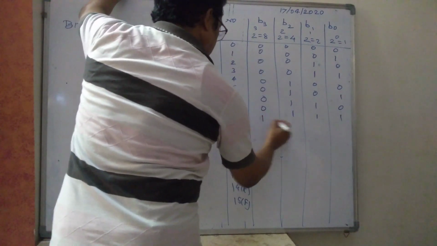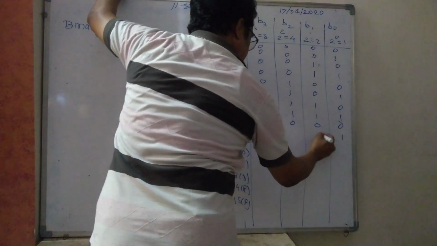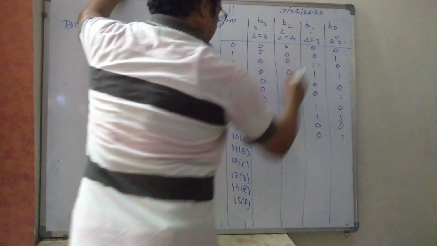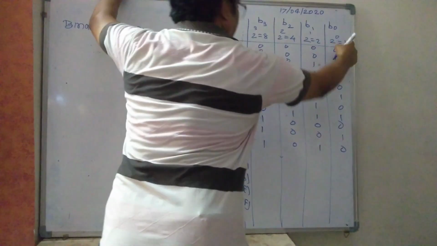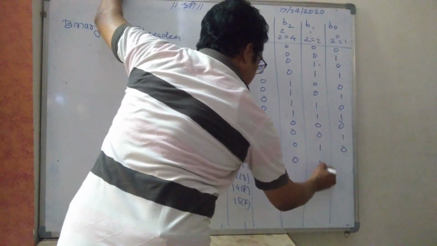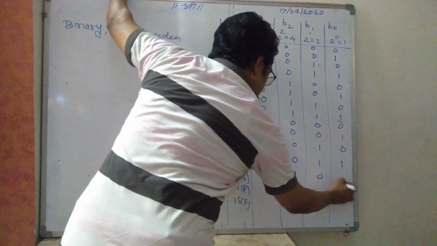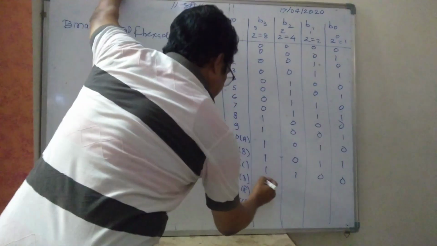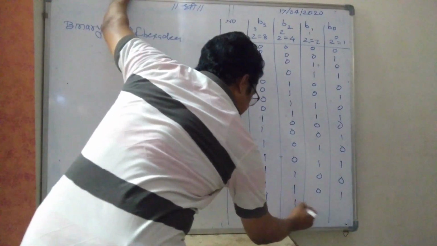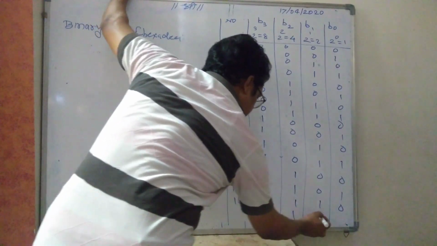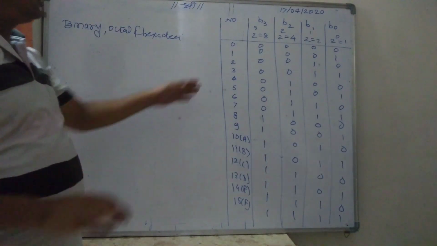8, 9, 8 and 1, 9. 10, 8 and 2, 10. 11, 8 and 2, 10 and 1, 11. 12, 8 and 4, 12. 13, 8 and 4, 12 and 1, 13. 14, 8 and 4, 12 and 2, 14. 8 and 4, 12, 2, 14 and 1, 15. All entries 1. So this is binary representation of a number.